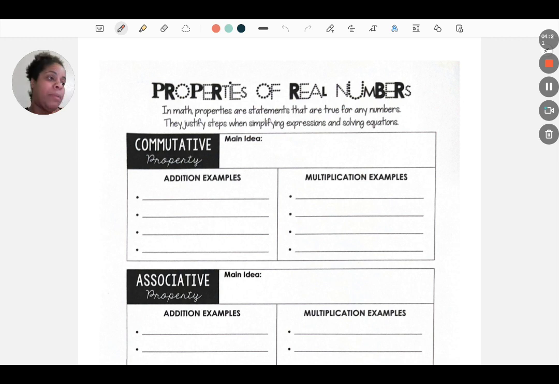Let's get started with properties of real numbers. This should be an easy lesson, maybe a lot more writing than we're used to, but nonetheless should be fairly easy. Okay, here we go. So I've already read the little steps up here. So the commutative property, I think I talked about this in another lesson. The main idea here is that the order doesn't matter with addition or multiplication. Can you guess why addition or multiplication?